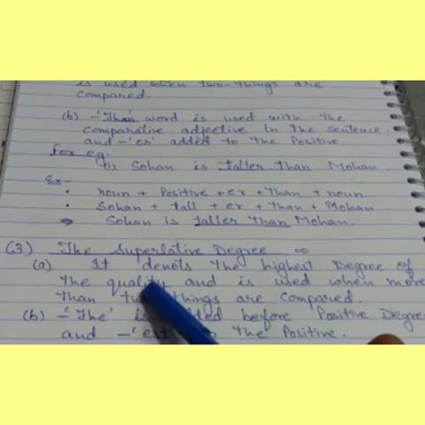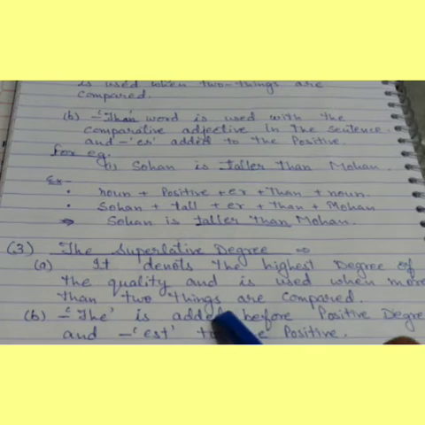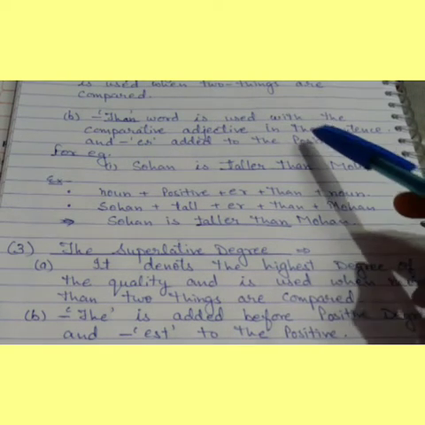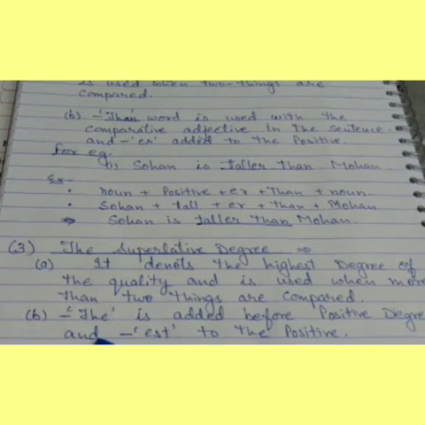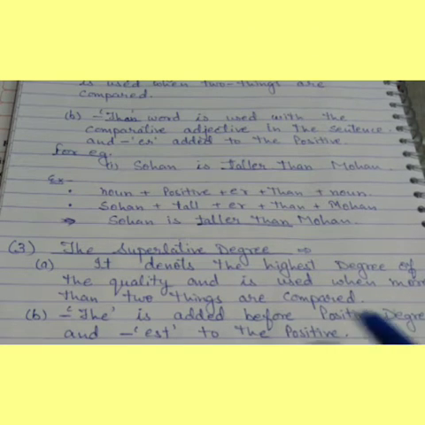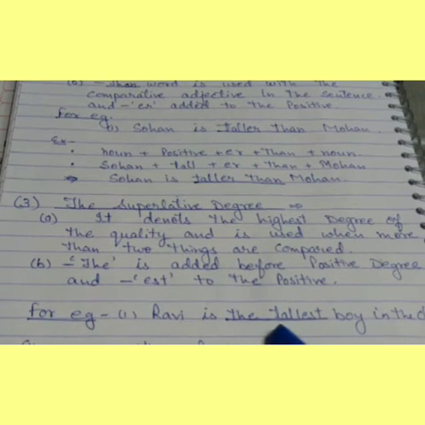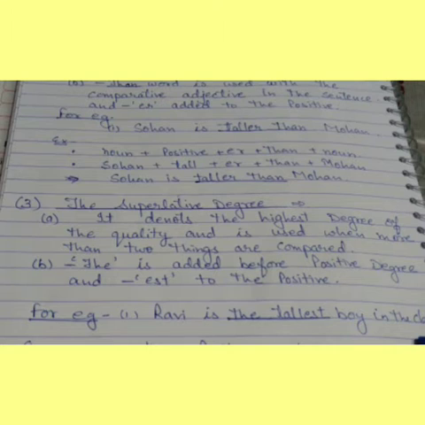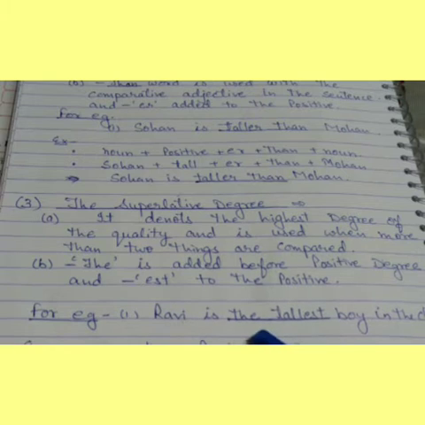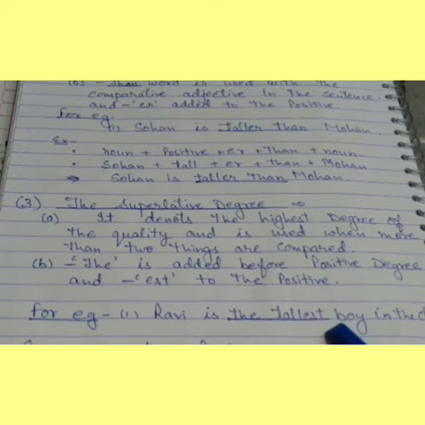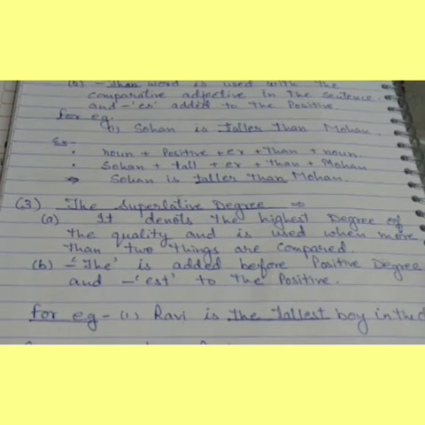The superlative degree denotes the highest degree of the quality and is used when more than two things are compared. Here you see, in the comparative two things are compared, here more than two things are compared. And the second thing: the is added before the positive degree and est to the positive. Here you see the example I have written: Ravi is the tallest boy in the class. It means no one is taller than Ravi. So here the is used before the positive degree tallest, and est is used in the positive degree tall. So I have tried to make it more clear.